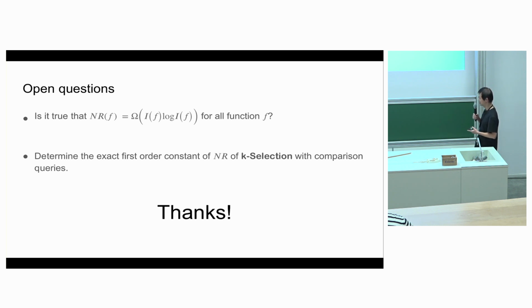And another minor interesting work, I think, is to decide the exact first order constant of the noisy query complexity for the k-selection problem. So we only did it for k-threshold and k-counting. For k-selection, the constant is still not decided. So that's one of the open questions. And I think that's all. Thank you.